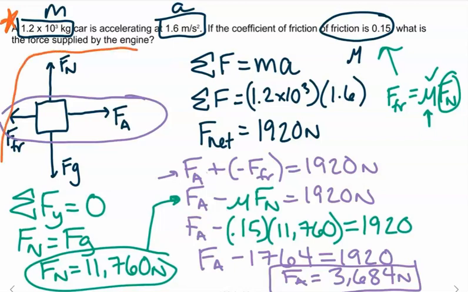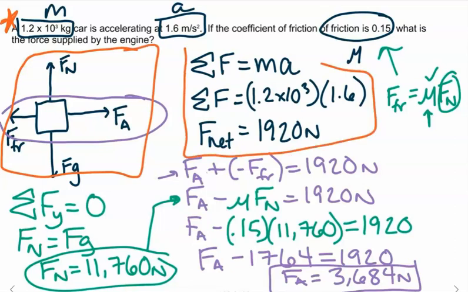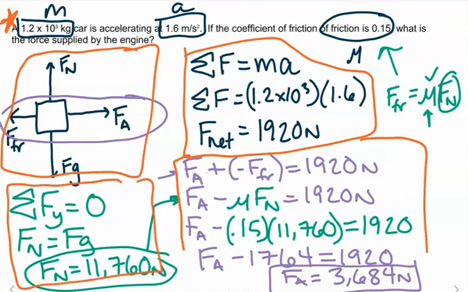So to review the process, we identified all of our variables from our problem, and then we moved to creating a force diagram where we determined our net force and then set up Newton's second law in terms of x values, realized we didn't have enough information, so we went and set up Newton's second law in the y direction, and then eventually came to our conclusion of our engine force being 3,684 newtons.